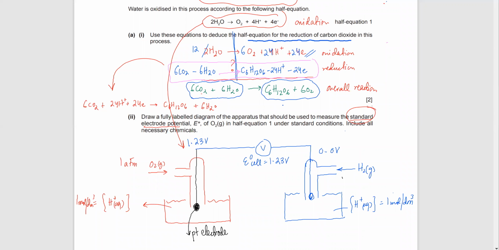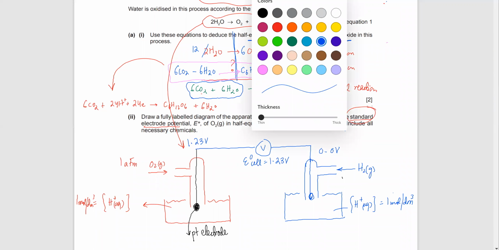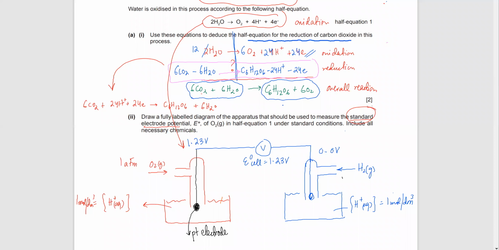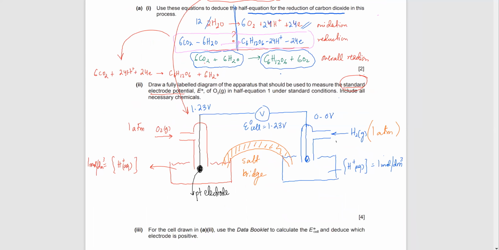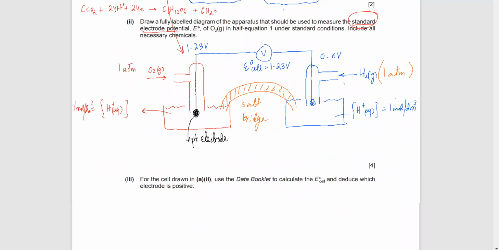And there's one thing missing, which is a salt bridge. A salt bridge is always needed to complete the circuit. Plus, this hydrogen gas should be at 1 atmosphere pressure. So that's how you make these electrodes. You will be asked to make diagrams of these electrodes.